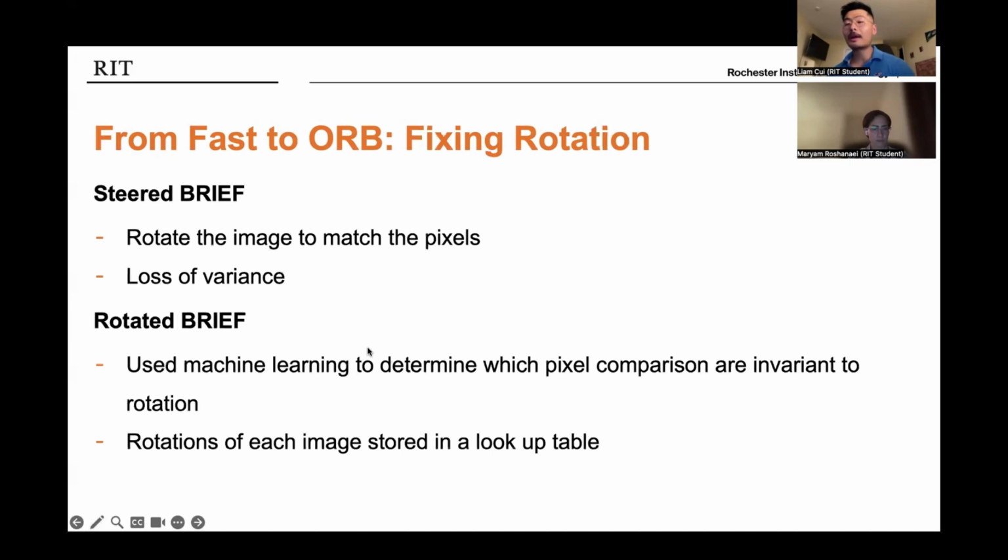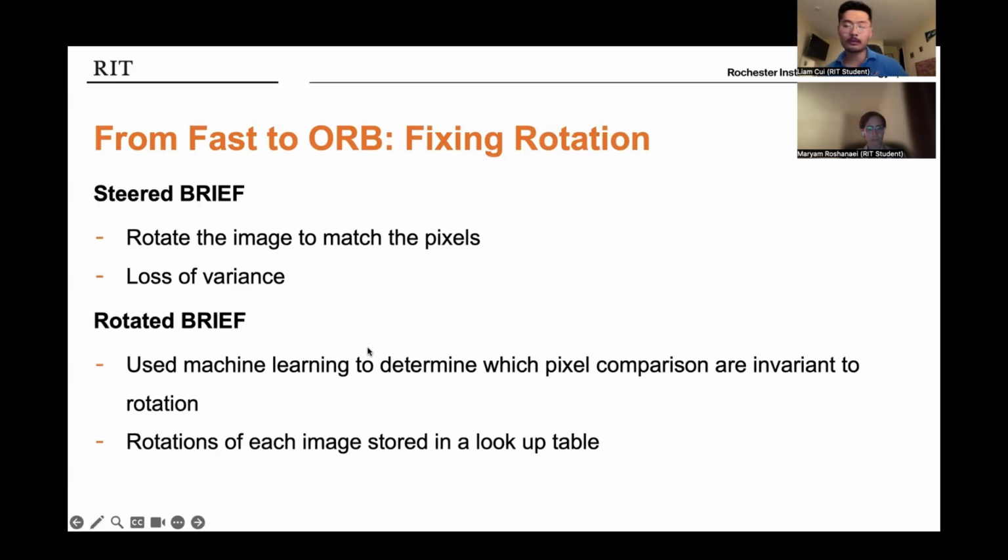Then, to fix the drawback of BRIEF, they created something called steered BRIEF, where they rotated the area to match the pixels. The technique had a tendency to over-rotate, meaning rotating things to match that shouldn't match, making it worse in rotation than the original BRIEF. So they used pixel comparisons that weren't sensitive to rotation, and then they rotated them 30 different ways and recorded that in a lookup table. And this solved the rotation problem.